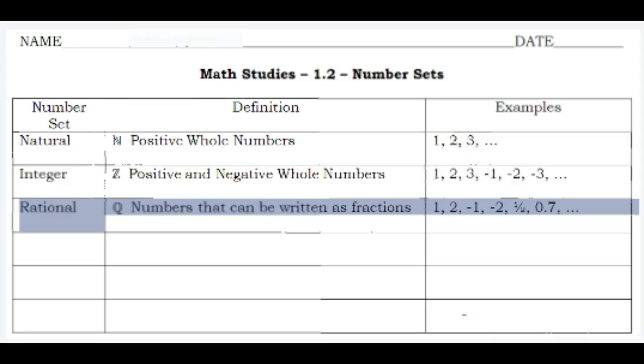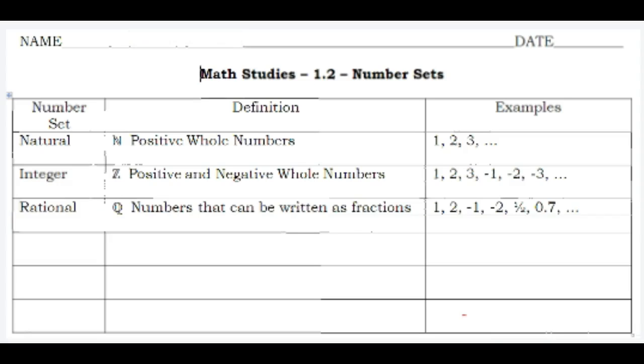The third number set is rational numbers. Rational numbers are numbers that can be written as fractions. Now that doesn't mean that the number has to be a fraction, just that it can be a fraction. So 1, 2, -1, -2, those all can be written as fractions. For example, you could write 2 as 2 over 1, or 4 over 2, or 8 over 4. It also includes numbers that are fractions, like 1/2, and numbers that can be written as fractions, like 0.7 would be 7/10.